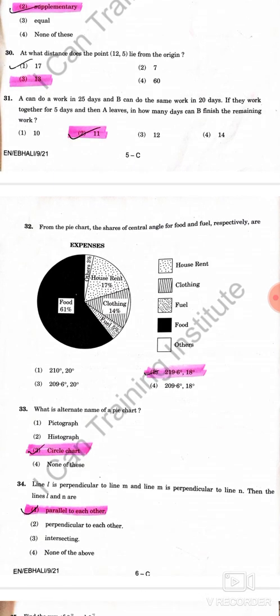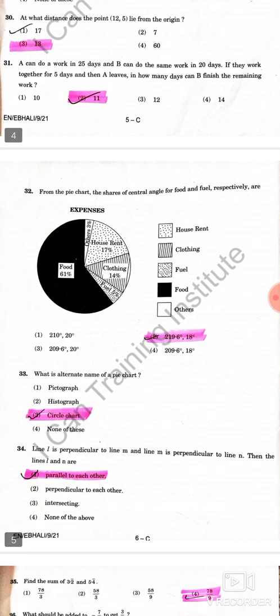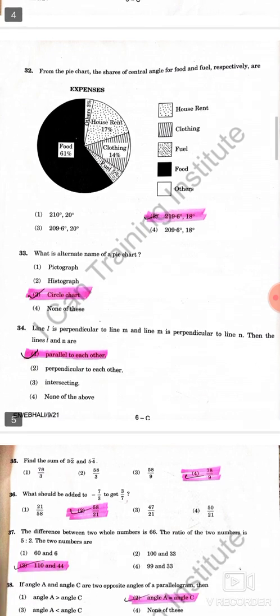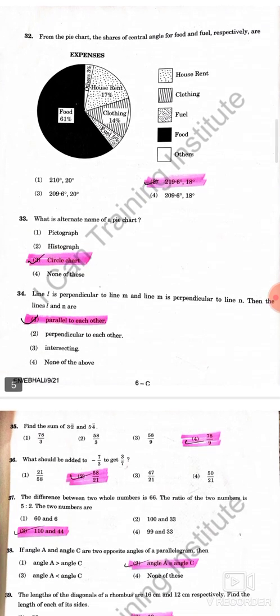Question number 32. From the pie chart, the shares of central angle for food and fuel respectively are. Here are the expenses: house rent, clothing, fuel, food, others. And the answer is option number 2. Question number 33. What is the alternate name of the pie chart? And the answer is option number 3.